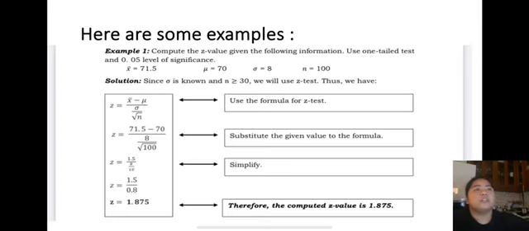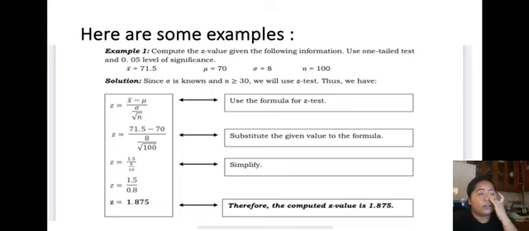So here are some examples. Example 1: compute the z-value given the following information. Use a one-tailed test and a 0.05 level of significance. The sample mean is 71.5, the population mean μ is 70, the standard deviation is 8, and the sample size is 11. Then solve for the answer.